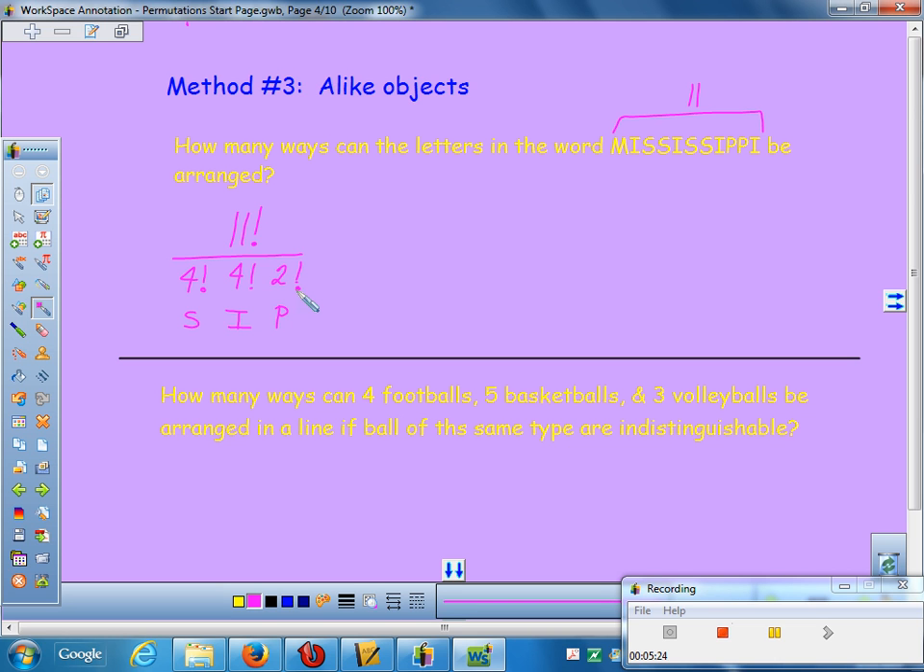Comes out 34,000 something or other. 34,650 different arrangements of the letters in the word Mississippi. Who wants to volunteer to write them out for us before next class?